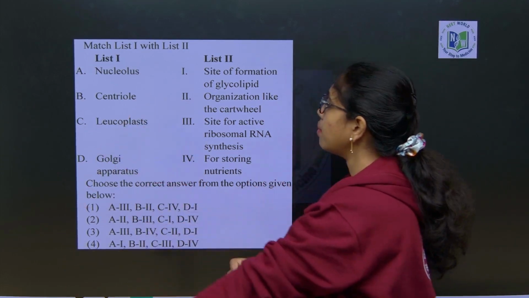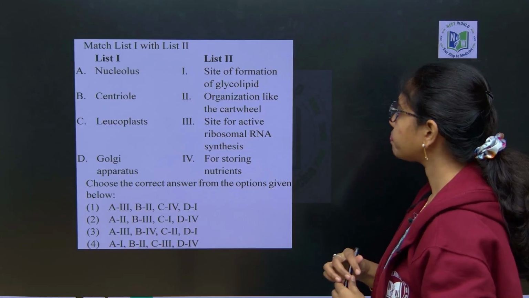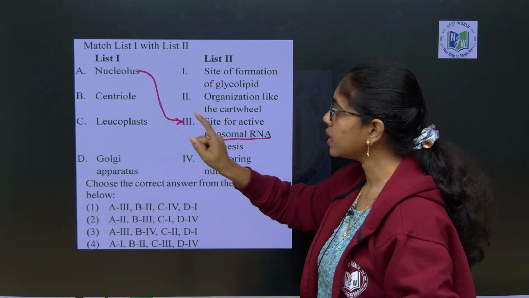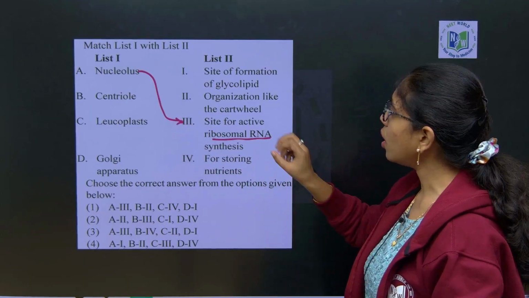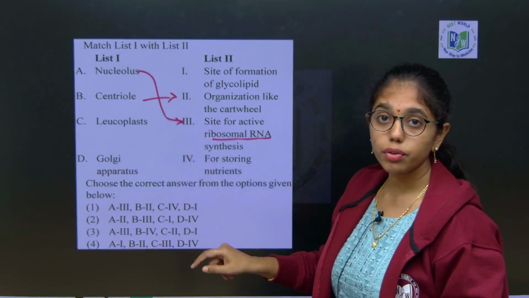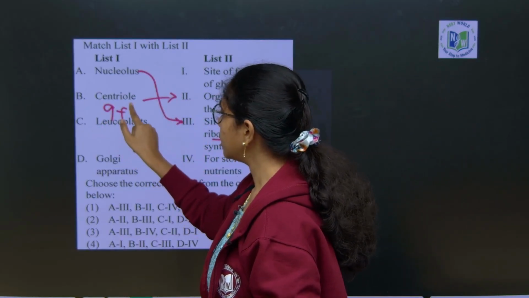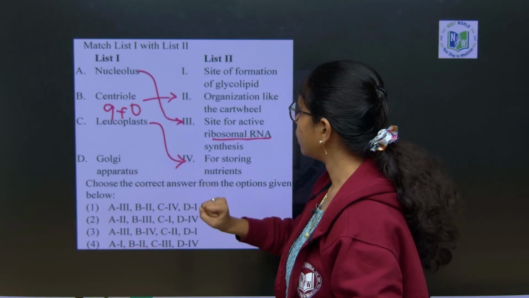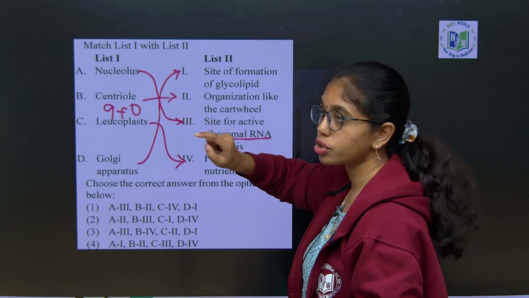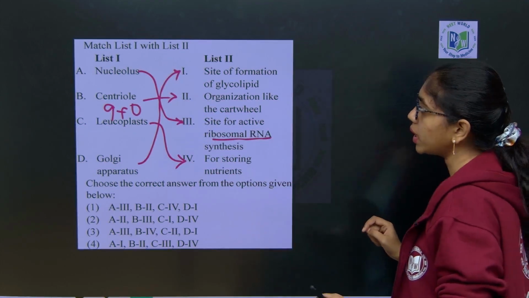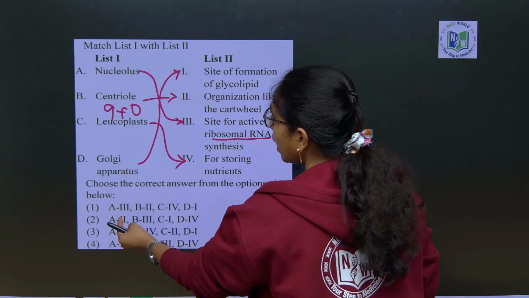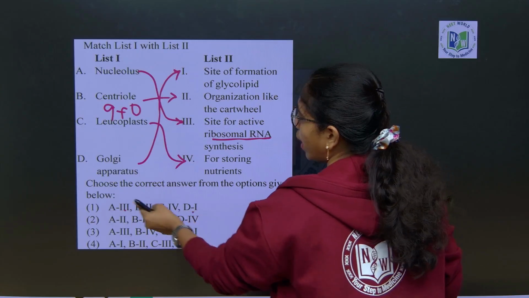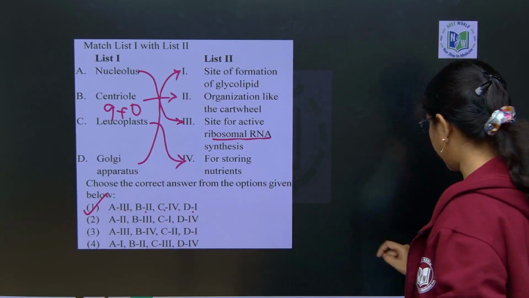Next, this is from Cell the Unit of Life, nucleolus. Okay. Nucleolus is the site for rRNA synthesis. That is A is 3. Next, centriole. Centriole has an organization of cartwheel with what arrangement? 9+0 arrangement. Leucoplast will store nutrients. Okay, Golgi bodies are the best site for the synthesis of glycolipids and glycoproteins. So here if you clearly look into beta, A is 3, B is 2, C is 4 and D is 1. Option 1 is the correct answer.